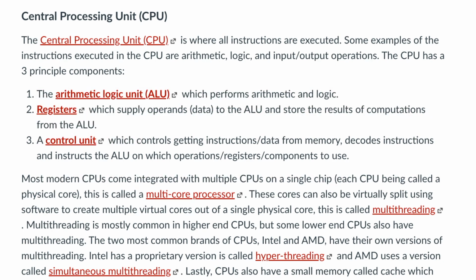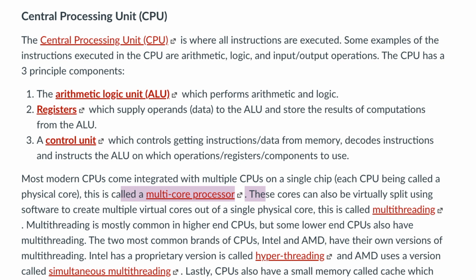But most modern CPUs do not just have one single physical core, they have multiple cores, and this is what is known as a multi-core processor. These cores can then further be split virtually using software to create multiple virtual cores out of a single physical core. This is what is called multi-threading.